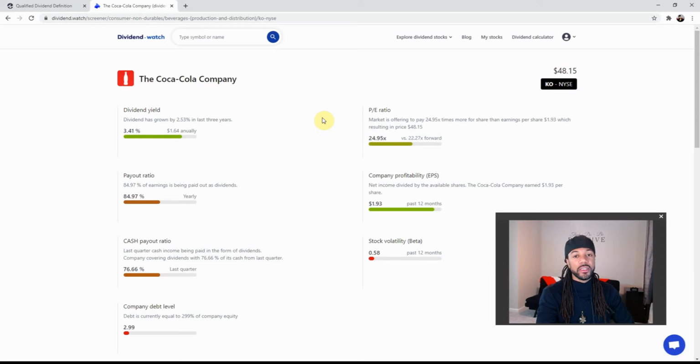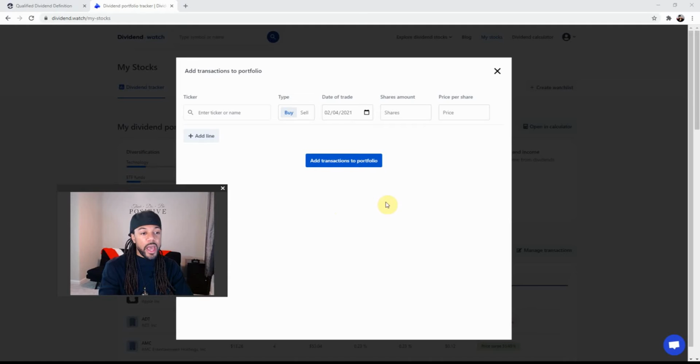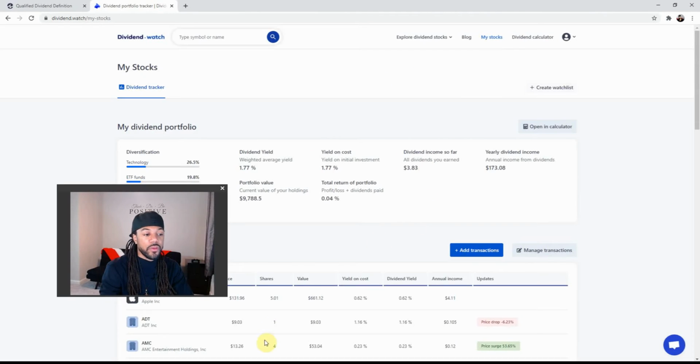Now I'm going to show you guys one of the features that I really like about this site. This is the My Stocks tab. In this tab, you can add your portfolio so it can calculate your dividends in real time. If you wanted to add one of your holdings, you would come to add transaction and look up a company. Let's say I wanted to say Coke again. You find Coca-Cola, then you type in how many shares of Coke you have. You have 70, and then you just add transaction to portfolio and it will generate on your portfolio.